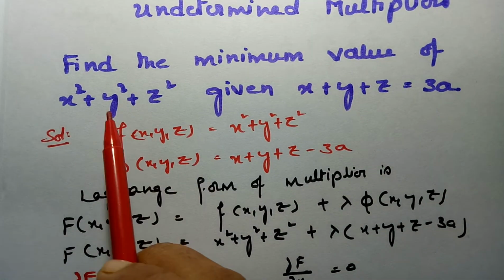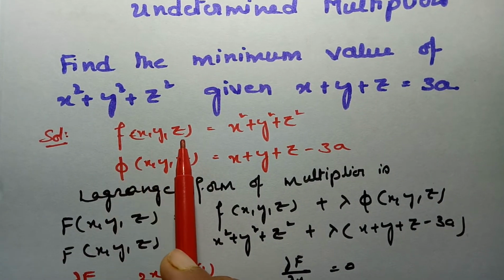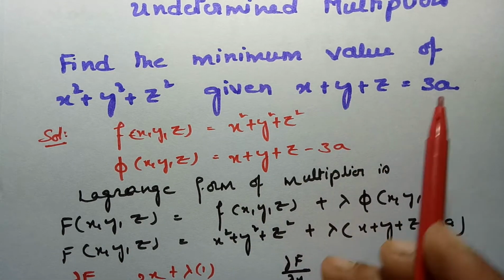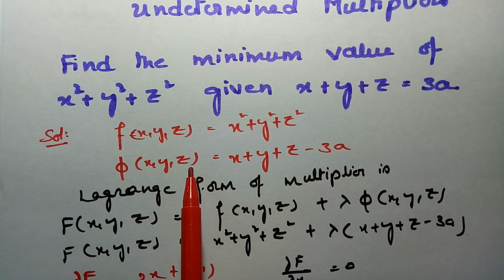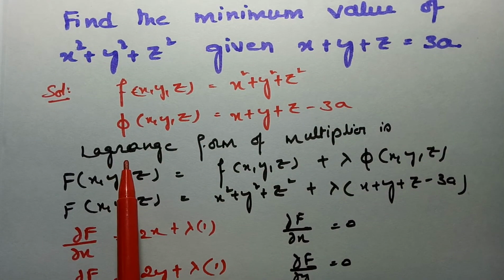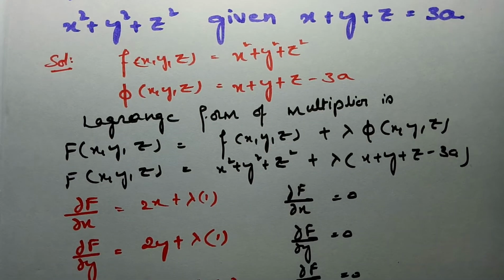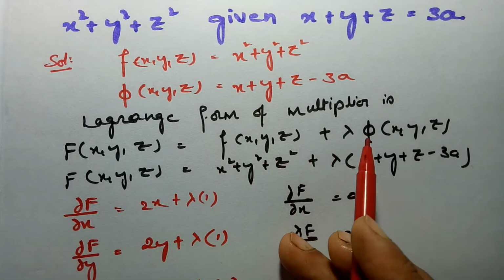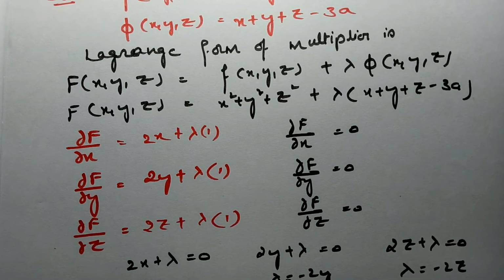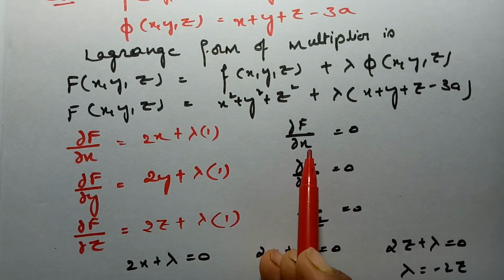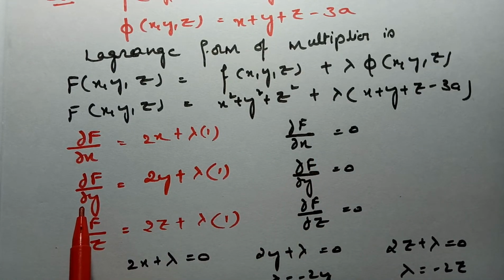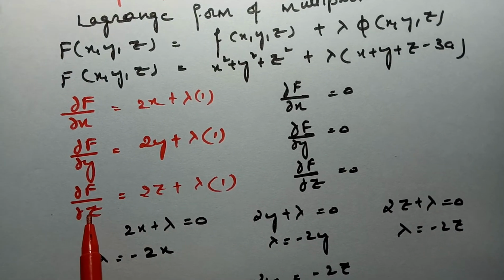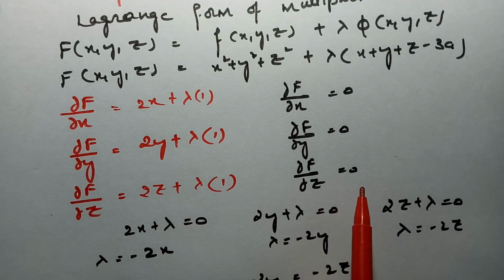So first of all, the function we have to take as small f of x comma y comma z as x square plus y square plus z square, and here the condition we have to take as phi of x comma y comma z. So we have to use the Lagrange's form of the multipliers. It is capital F of x comma y comma z is equal to small f plus lambda phi. So after substituting, we have to differentiate with respect to x and equate it to 0. We have to differentiate with respect to y and equate it to 0, and differentiate with respect to z and equate it to 0.